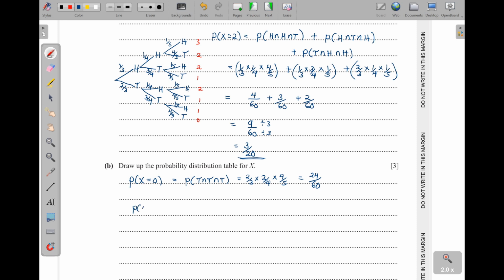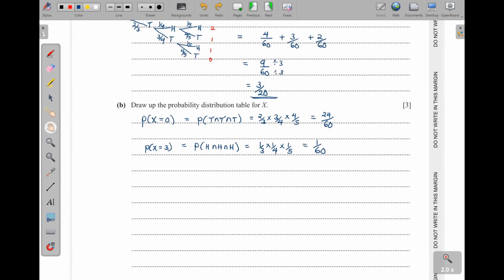Then the probability of x is equal to 3. That means we have head, head, and head, which is going to be 1 over 3 times 1 over 4 times 1 over 5, which will give us 1 over 60. Now I have for 0, I have for 3, and I also have for 2. That means the one which is remaining is for 1 head.